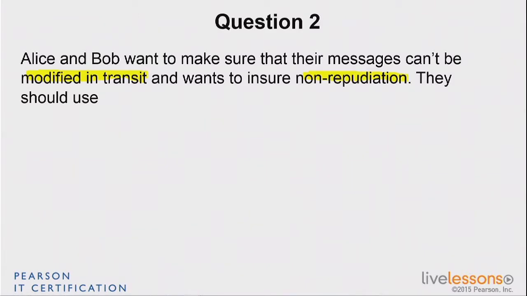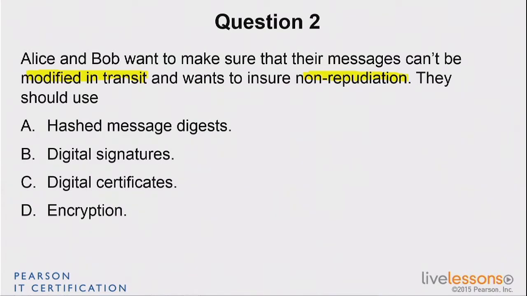Well, if you read this question even before you get to the answer, you should know that we want a hash value, a message digest. That will tell us about modified in transit. And non-repudiation is going to be the digital signature. And the digital signature, of course, also includes the message digest. So hopefully you thought, they should use digital signatures. So let's see what comes up.